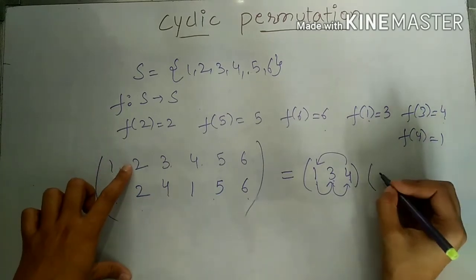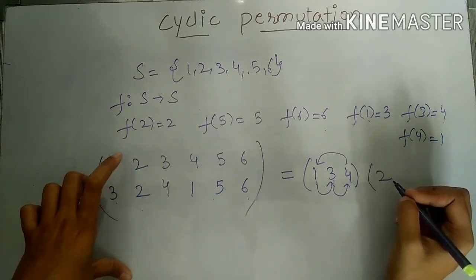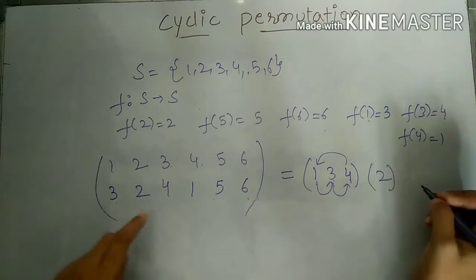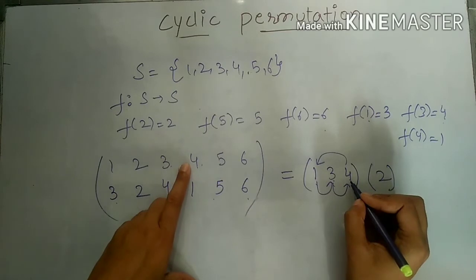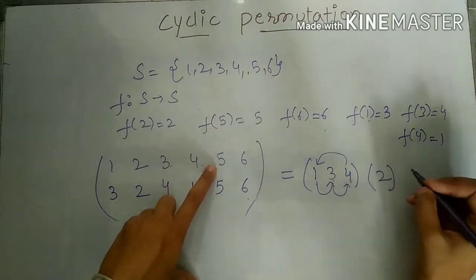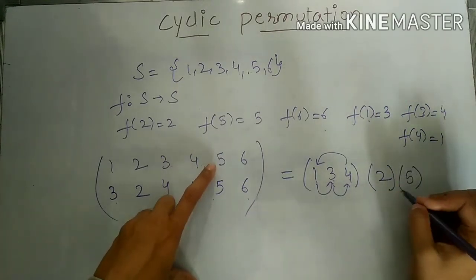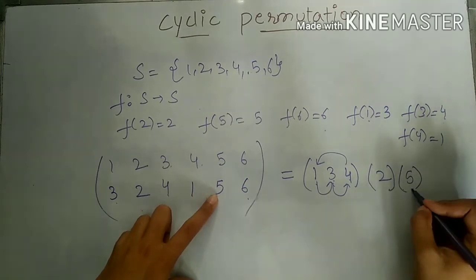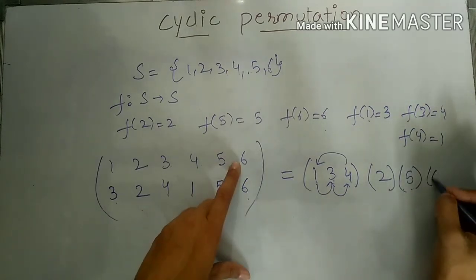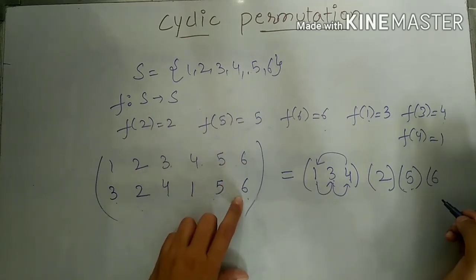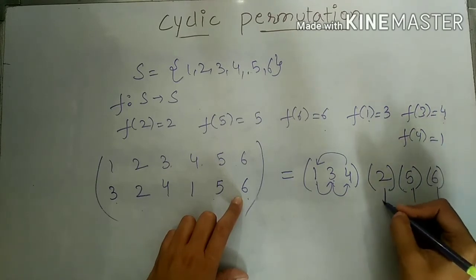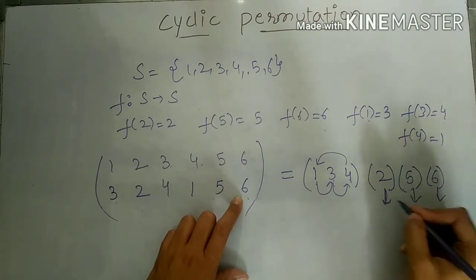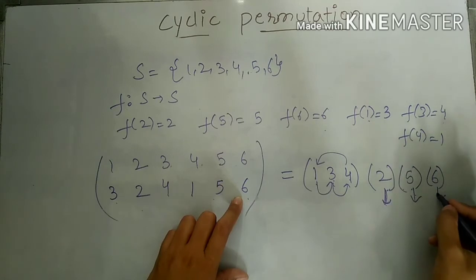Next we write 2. What is the image of 2? The image of 2 is 2 itself. Next, 3 we have already written, and 4 we also have already written. Next we have 5. The image of 5 is 5 itself. Next we have 6. The image of 6 is 6 itself also. So here we close it. These are cycles of length 1, where we have only one element, and we don't need to write them.